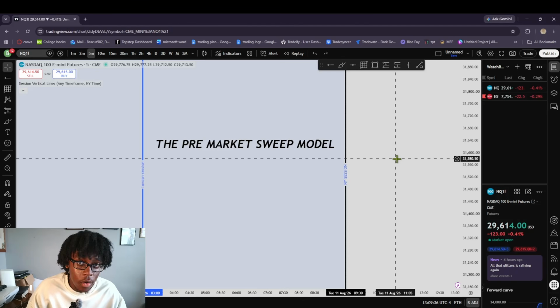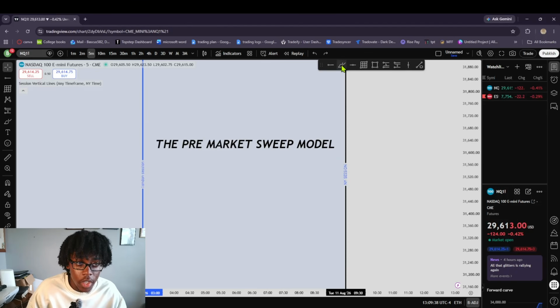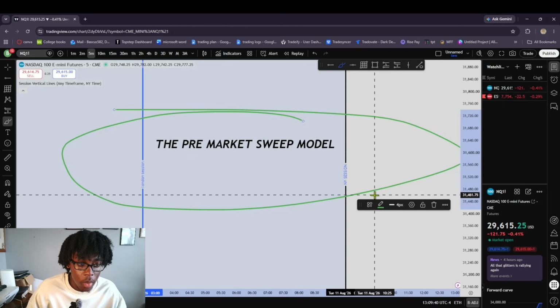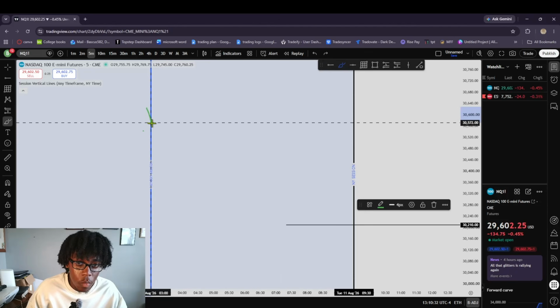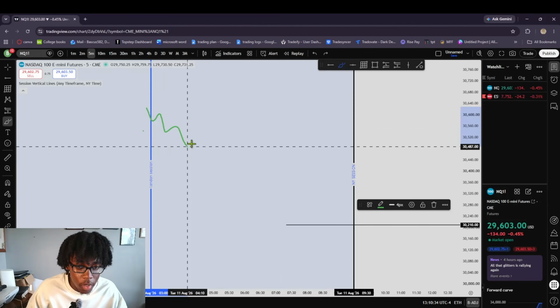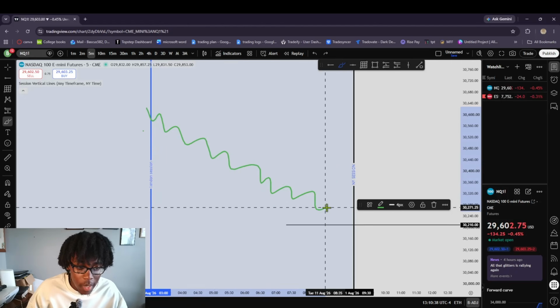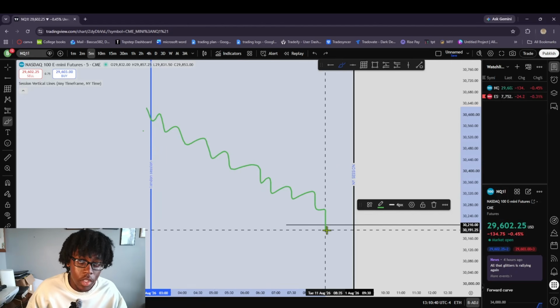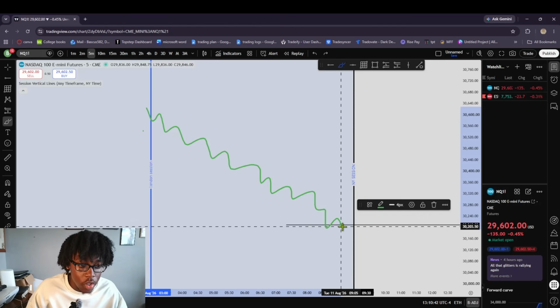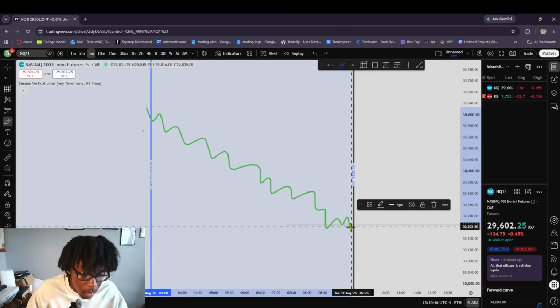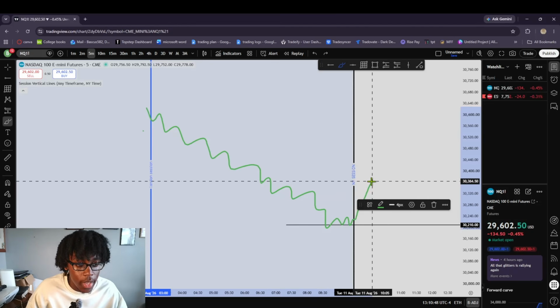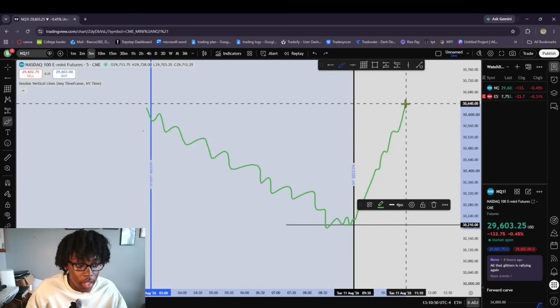For our second model, we have the pre-market sweep model. Pay very close attention because this one actually tends to happen a lot. This happens when we tend to be very directional for the London session. As you see, we're going down in one direction, and then we end up sweeping some sort of low, whether it's important or not. And that causes us to actually reverse from market open, and then we end up continuing in that direction.